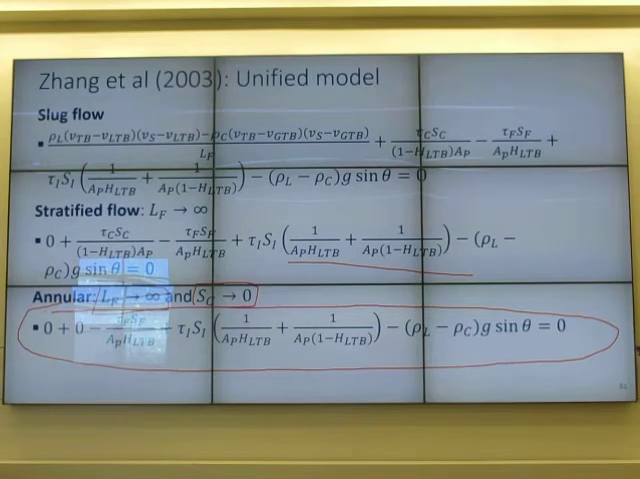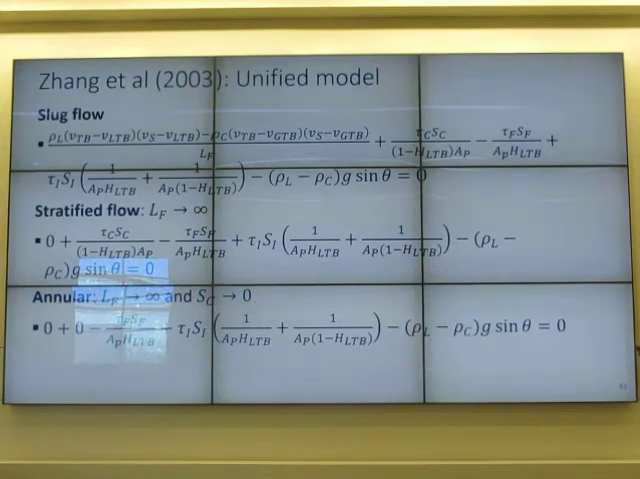Is that equation going to be the same as our West model? Did you check? Which page number to check? Let's check it. I look at page 160, equation 4.81, minus tau WL SL over AF. Instead of AF, I have A times HLTB. HLTB here doesn't mean hold-up in the film zone; it's the liquid hold-up in the annular part. The rest is exactly the same. So this means the unified model's combined momentum equation works for three flow patterns simultaneously: slug flow, stratified flow, annular flow.